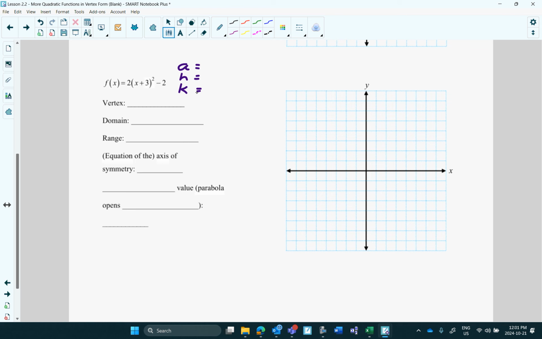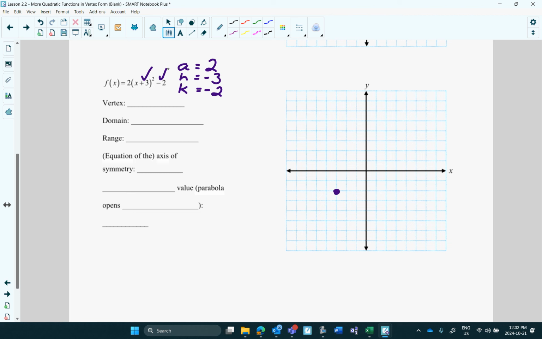So this one, all the letters A, H, and K are represented. What's A? Now be careful with this one because this always has to be in subtraction form. So what's H? It's -3 because we moved to the left 3, right? So remember that. And K is -2. So hopefully you guys start at 0, 0, go 3 left, 2 down, and that's where you get your vertex. We have now taken care of these 2.